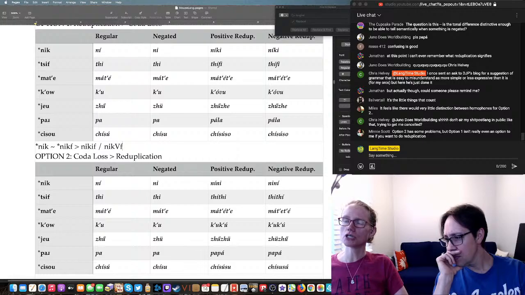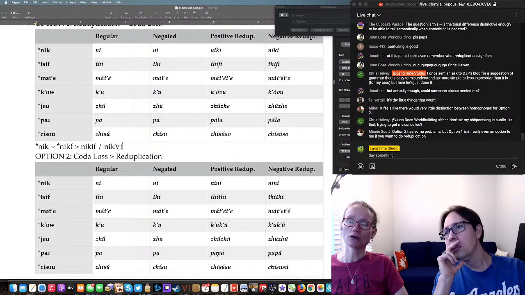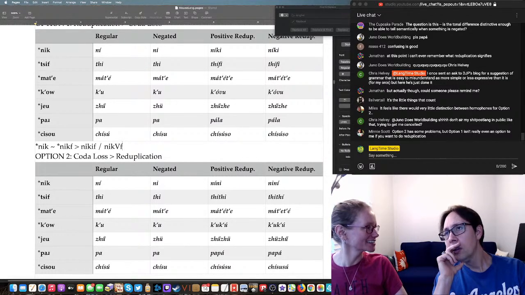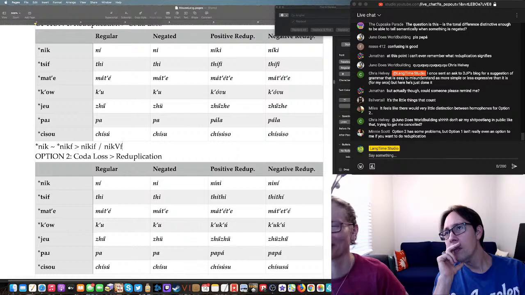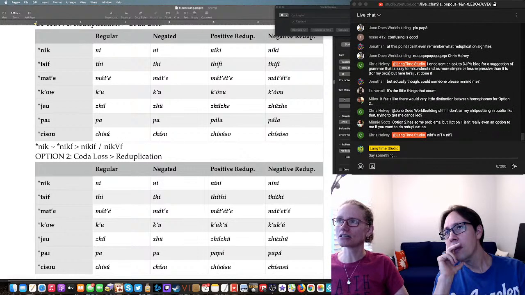Side note, Jonathan, reduplication is going to either make one of the arguments plural, so subject, direct object, or indirect object, or is going to indicate pluractionality of the verb. I can say it, it's good.